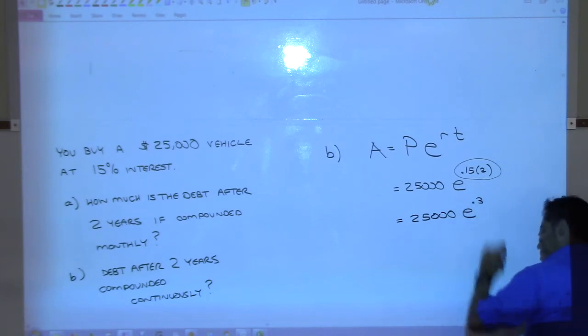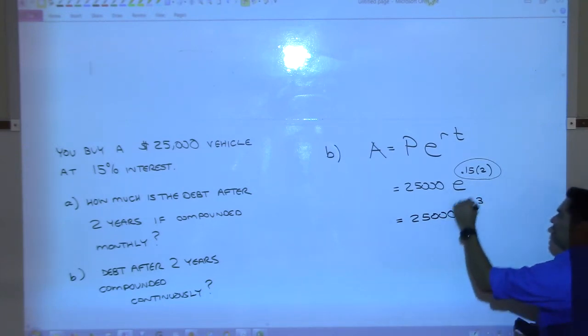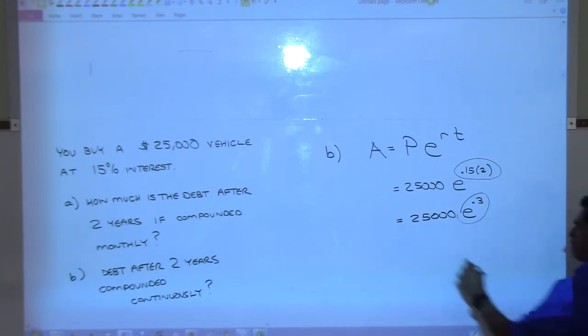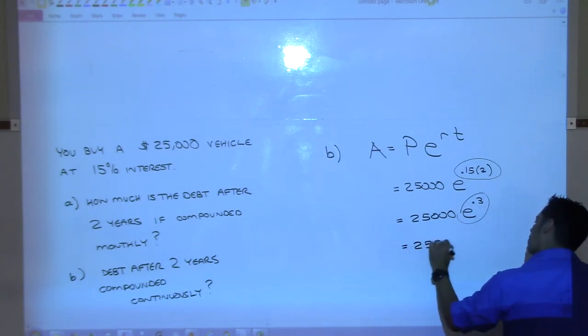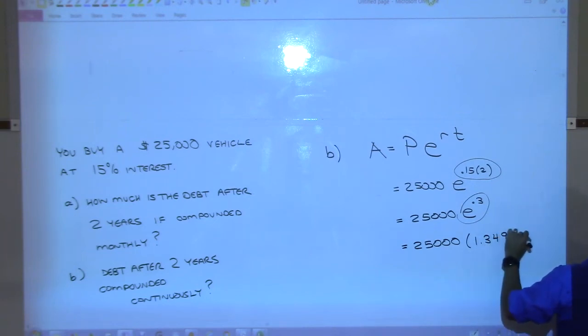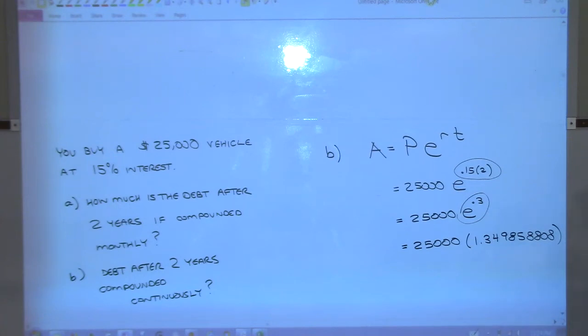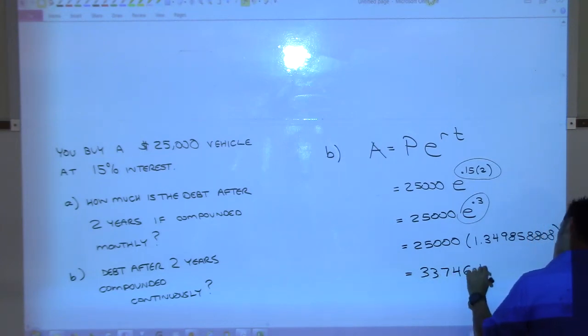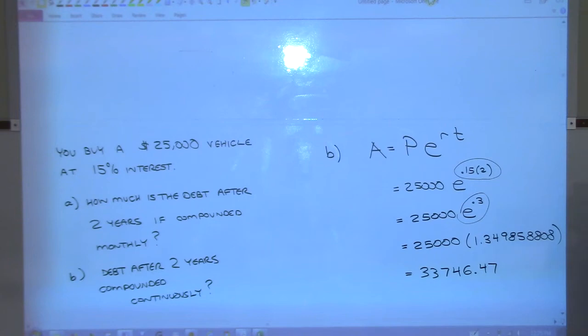And now what I want you to do is what you did before. Do e to the 0.3. So you'll need that special key on your calculator. And then multiply that times 25,000. Any questions on what I did there?